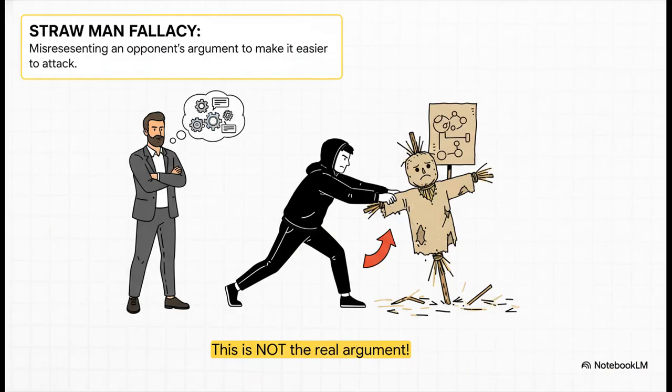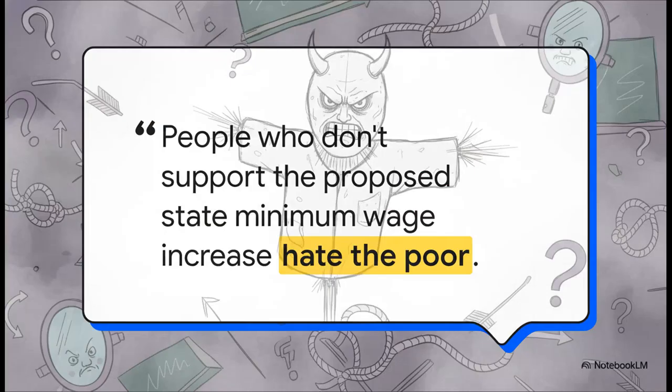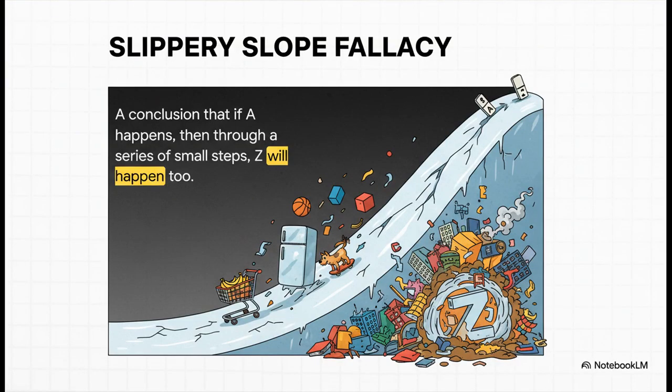Okay, next up is the straw man. This one's sneaky. It's where you take what someone else said, twist it into something weaker or more extreme, and then attack that twisted version. It's like building a scarecrow, a straw man, and then bragging about how easily you knocked it over. You didn't fight the real opponent. So if someone says this, see what's happening? They're not talking about the actual economic argument someone might have. They've just created this evil caricature that these people hate the poor, and they're attacking that instead. That's a straw man.